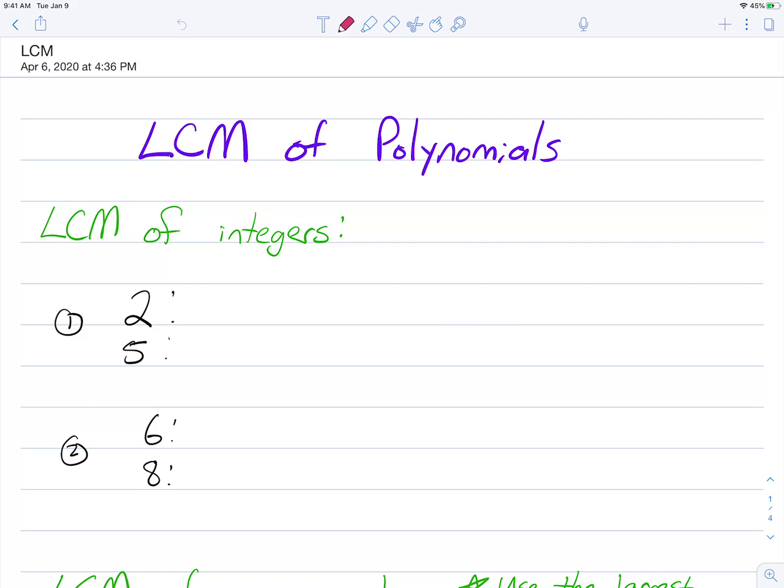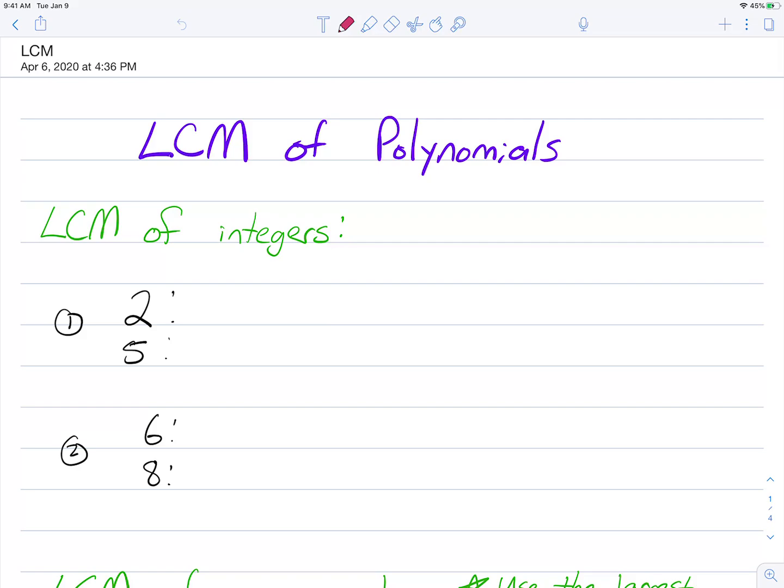Hello everyone. Today we're going to be doing the LCM of polynomials. So we have added and subtracted rational expressions with like denominators. When we get to unlike denominators, we're going to have to deal with the LCM, which is why we're going to talk about it first.